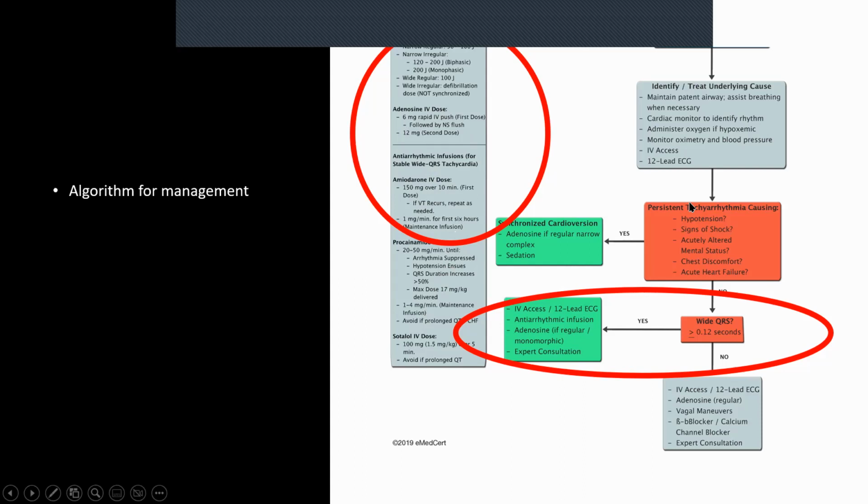If your patient doesn't have signs of these, in other words, your patient has a stable VTAC, then you can try other methods, as they mention over here, which is antiarrhythmic infusion, such as amiodarone. You can give adenosine. You can use vagal maneuvers, beta blockers. But we're going to assume that our patient was unstable because he actually had signs of hypotension, lightheadedness, acute altered mental status. Okay, let's take it as that.